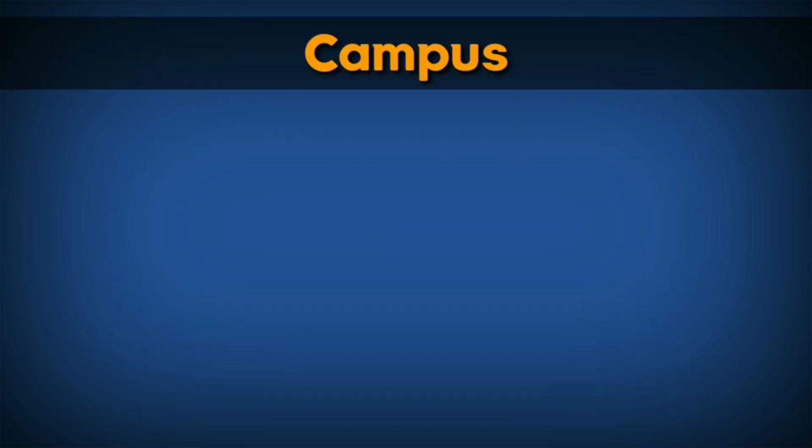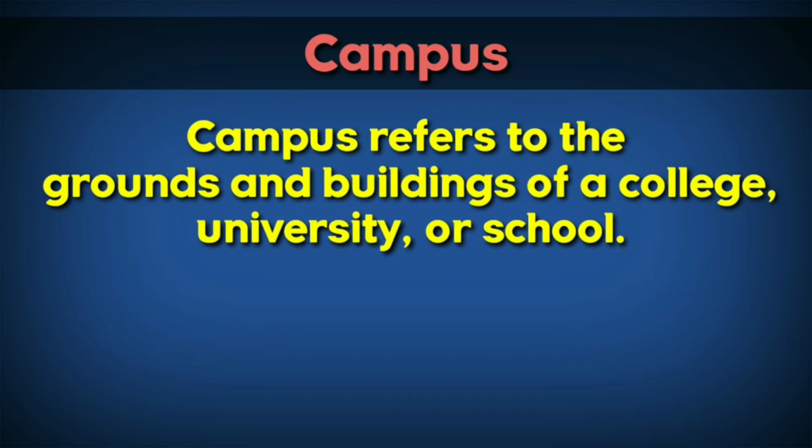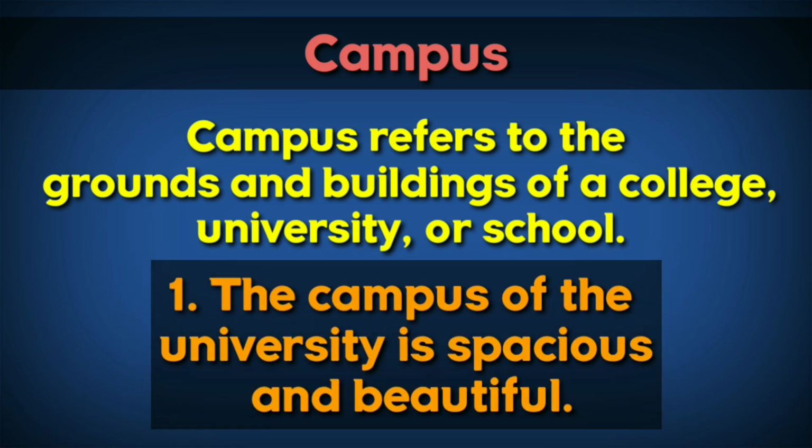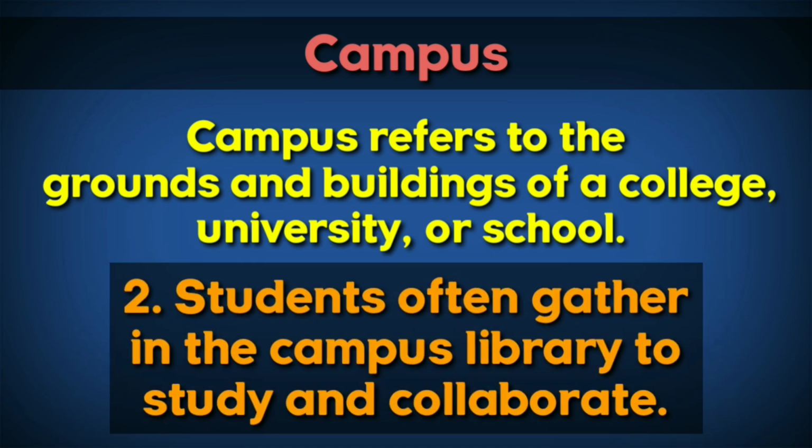Number 4 is campus. Campus refers to the grounds and buildings of a college, university, or a school. For example, the campus of the university is spacious and beautiful. Students often gather in the campus library to study and collaborate.